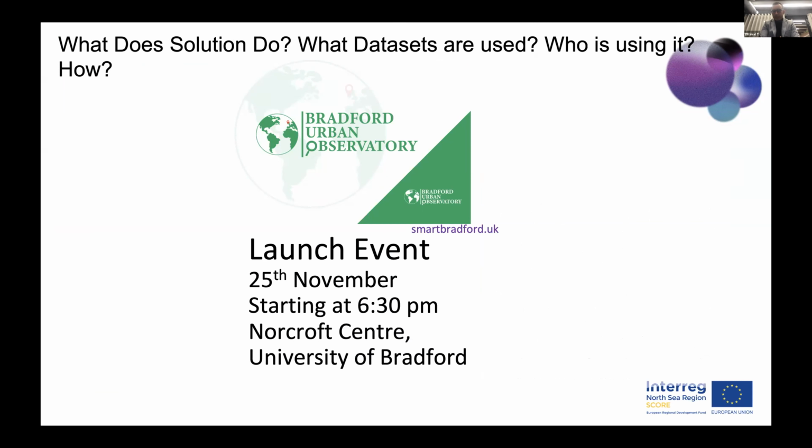And I'm just going to briefly show, Bhupesh is going to help me to briefly show the Urban Observatory, how it looks like, and what sort of data we are seeing.